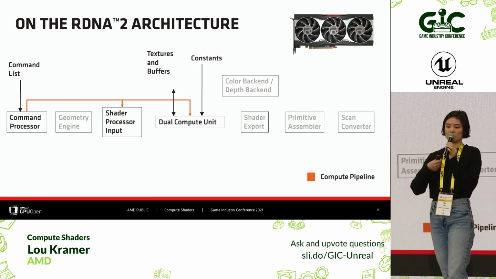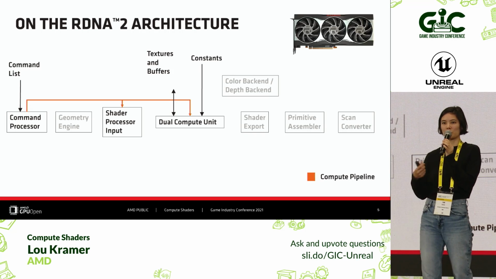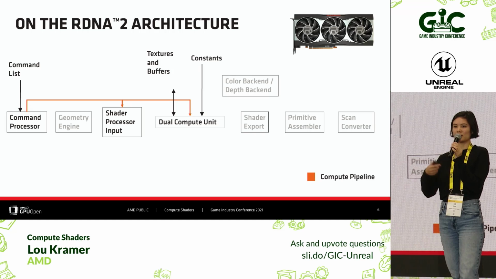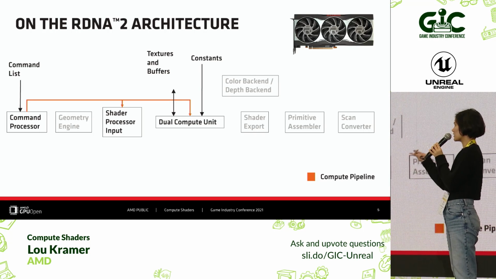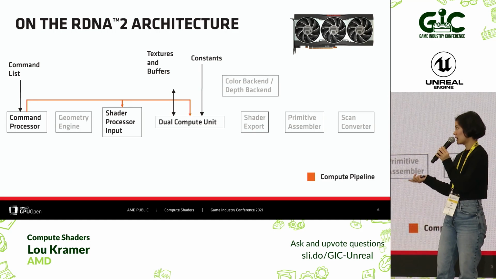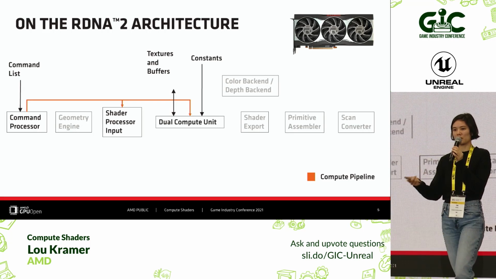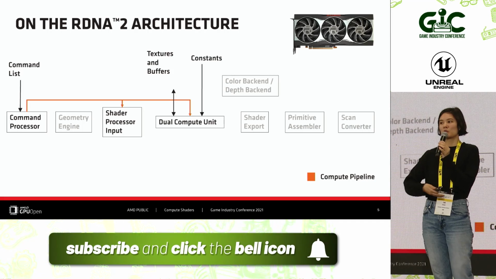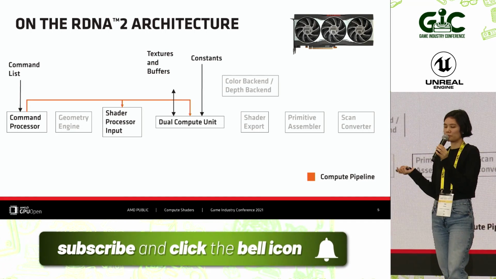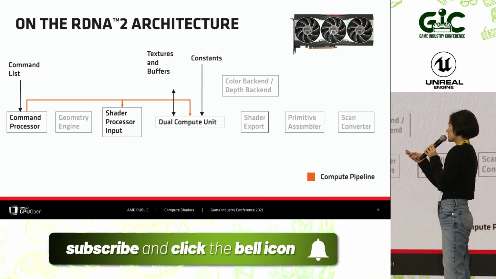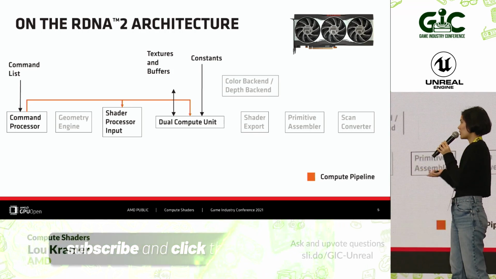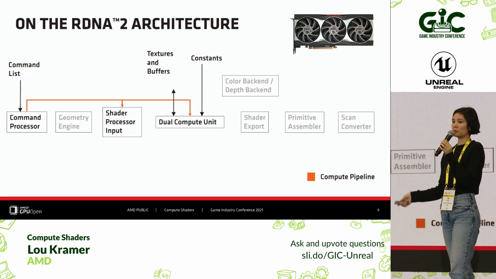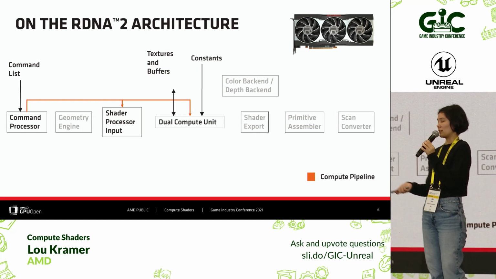If we submit a dispatch to invoke a compute shader, the command processor gets this command, and then it will tell the SPI, the shader processor input, what to do. The shader processor input is the scheduler, so it's responsible for distributing the workload to all the available dual compute units. So that's still needed for a compute shader. But all the other things like the geometry engine and the shader export are not needed for a compute shader.